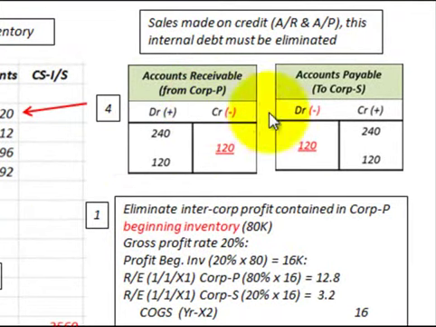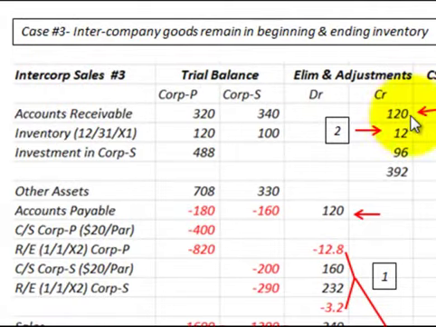And then we have one last entry, and that's to get rid of our intercompany debt, the accounts receivable and accounts payable between the parent and the subsidiary. So we would credit our accounts receivable for $120,000, and then we'd debit accounts payable for $120,000.